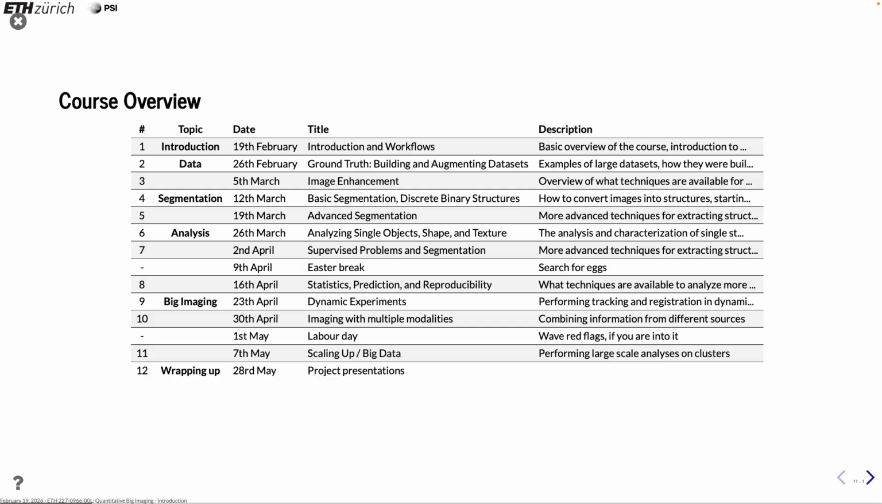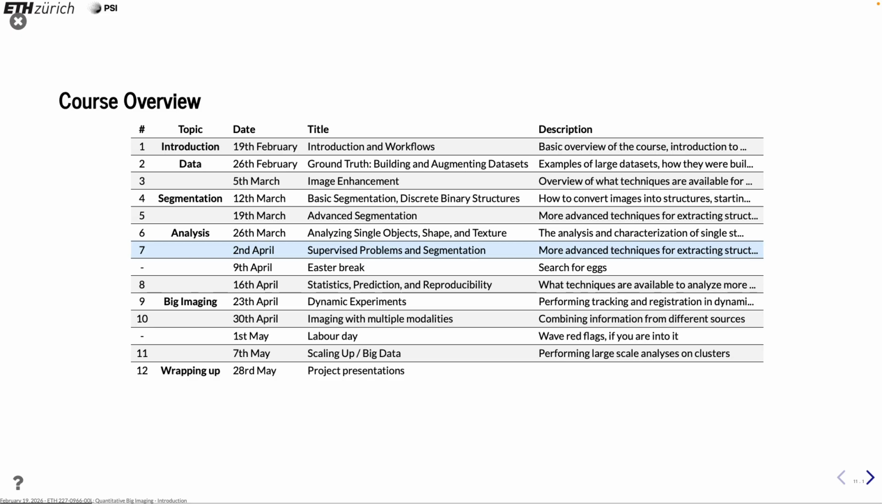And this is the course overview. Today, I'm talking about the introduction. Next week, it's building data sets. Then we come to image enhancement, basic segmentation, and following with advanced segmentation. Then from there on, we go into the analysis. So we're actually starting to measure things. And then going on to special cases of segmentation.